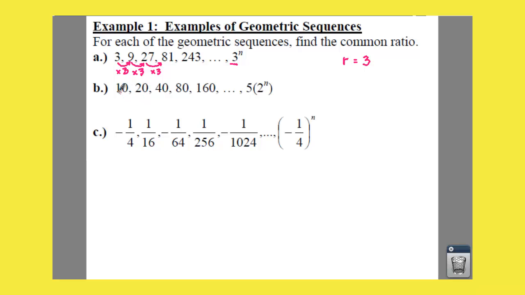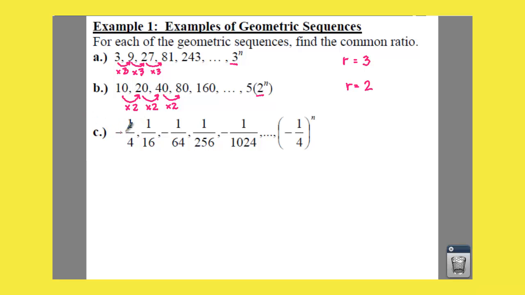So let's look at what we have for B here. If we have a 10, times what gives us 20? Well, 10 times 2 gives you 20. 20 times 2 gives you 40. 40 times 2 gives you 80, and so on and so on. So that means your r here is going to be a 2. Notice it is a base. It is not a 3 times n or a 2 times n. It's 3 to the nth power, 2 to the nth power.